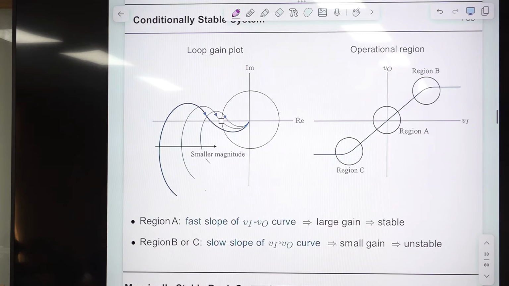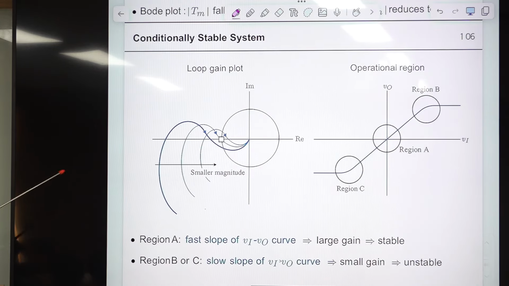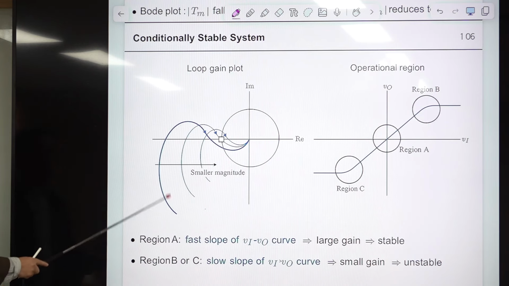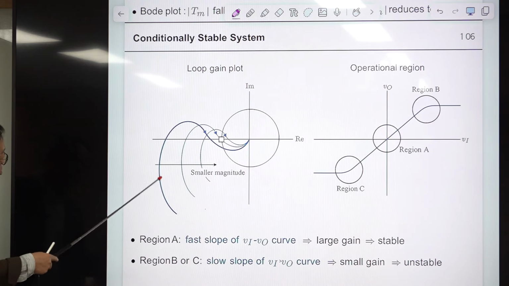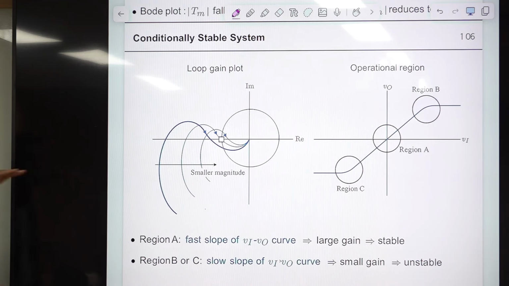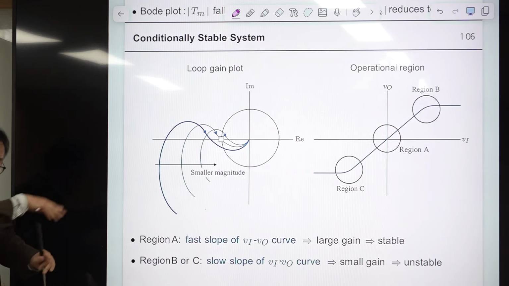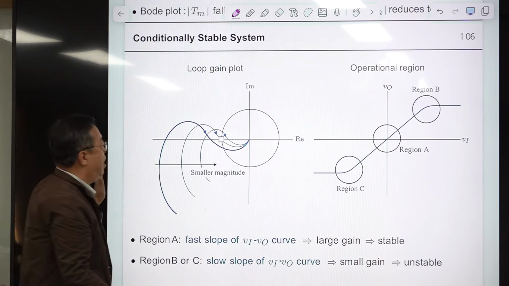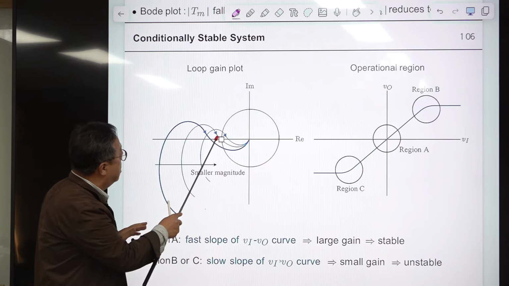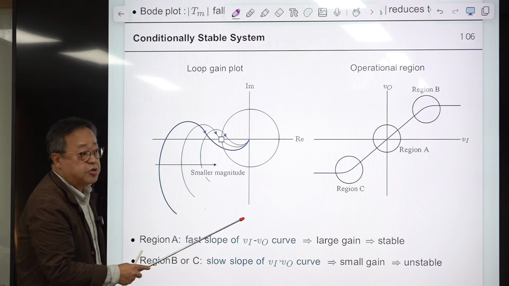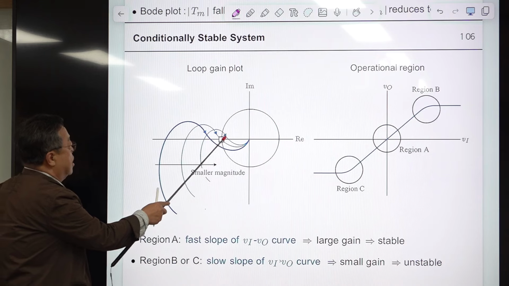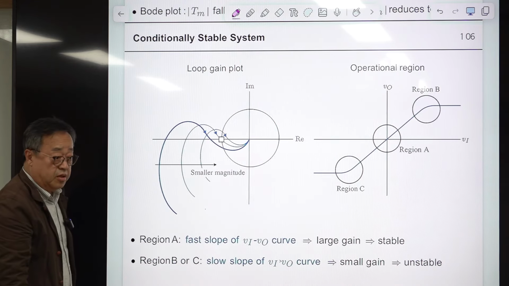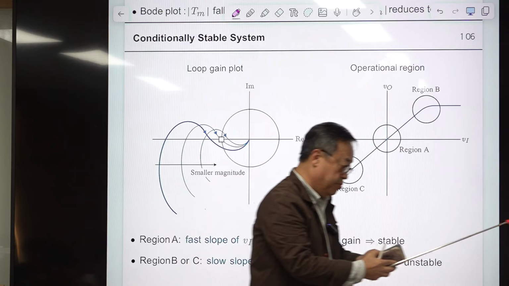Because of these characteristics, this is the loop gain polar plot of a conditionally stable system. If the feedback gain becomes smaller, the trajectory will shrink and shrink. At this point, when it passes this point, sustained oscillation will emerge, and if you decrease further, it becomes unstable.